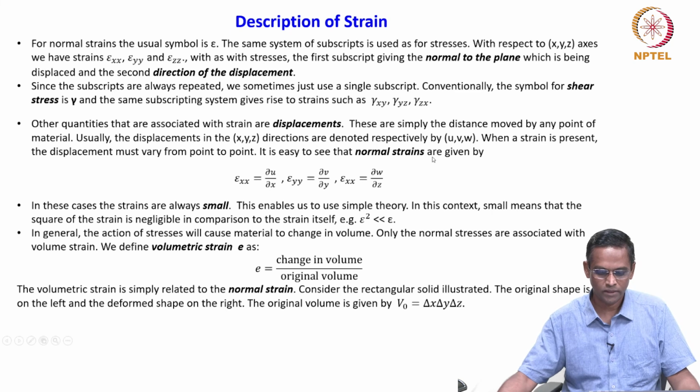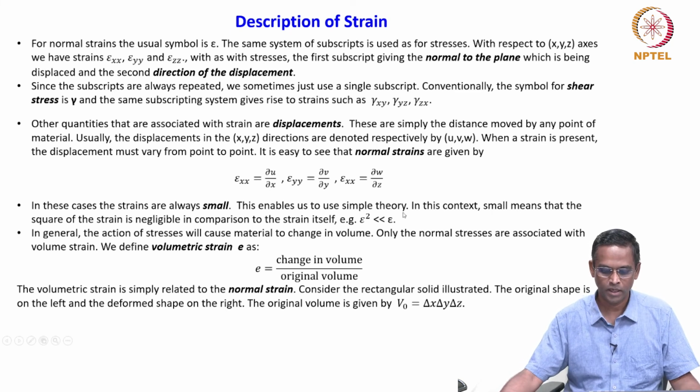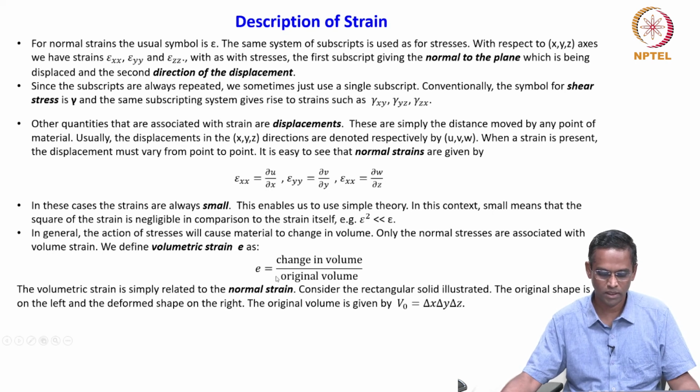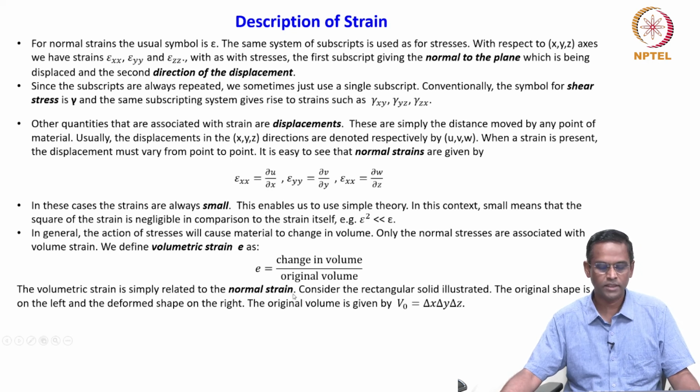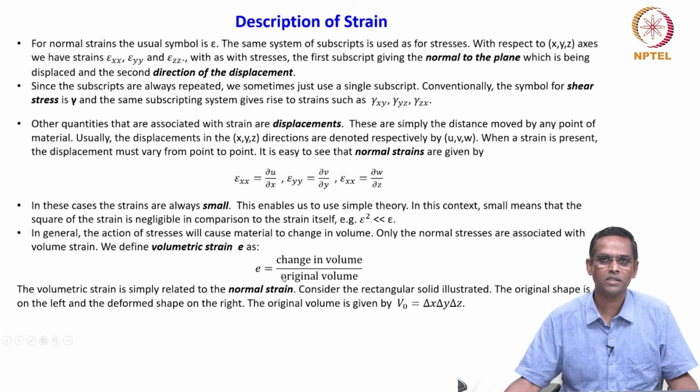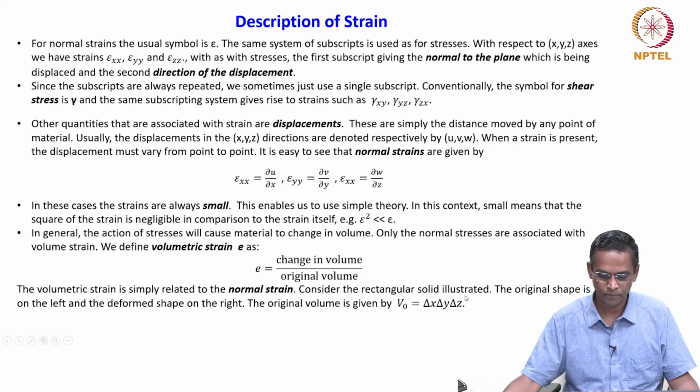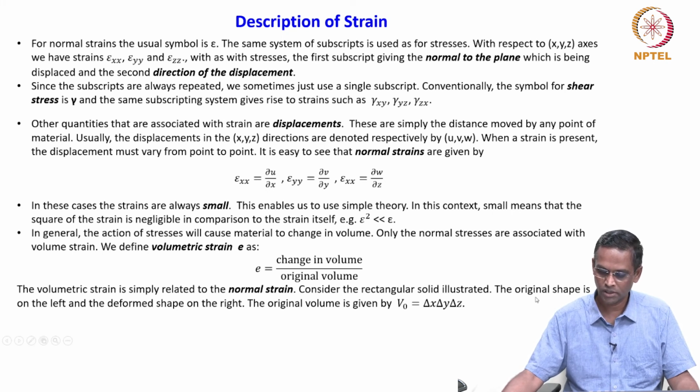And one point I just want to mention here is, before we get into the details of this normal and shear strain, there is another term we have seen that's called volumetric strain, which is denoted as e, small e, which is the change in volume divided by original volume. And this volumetric strain is also simply related to normal strain, and that is exactly where I stopped yesterday, and then we will just see from that point.